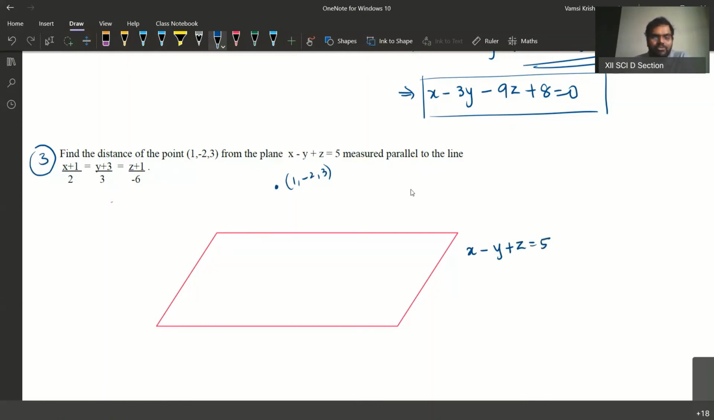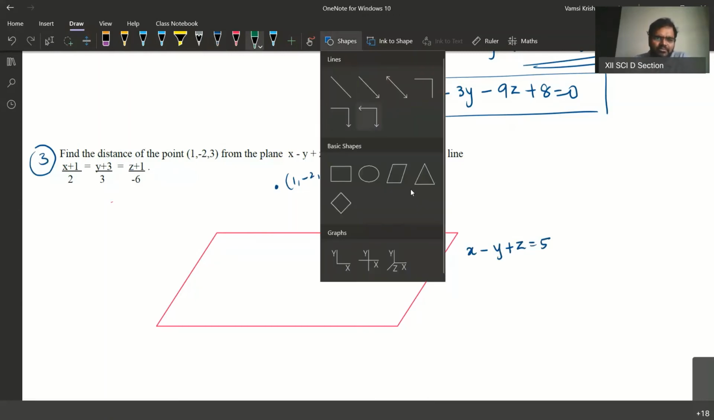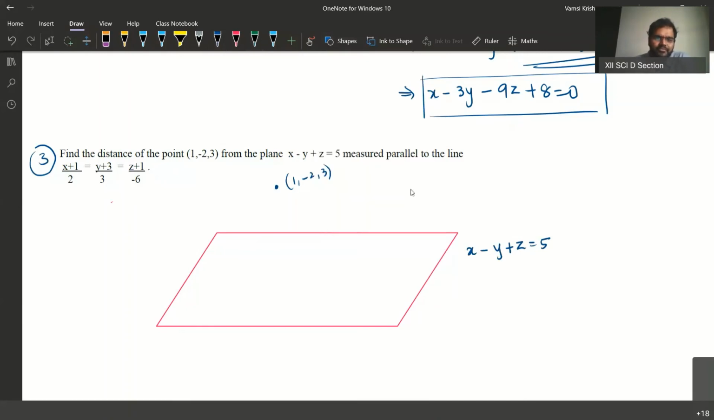So usually when we talk about distance, we generally talk about perpendicular distance. But here, they've asked us to find the distance from this point all the way up to the plane, measured in some other direction, parallel to another line, it seems. So what is that line? Let me draw another line.